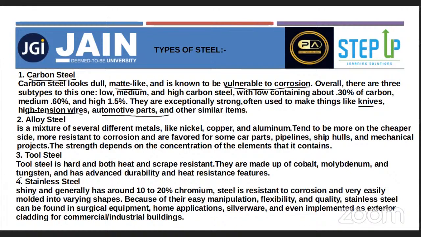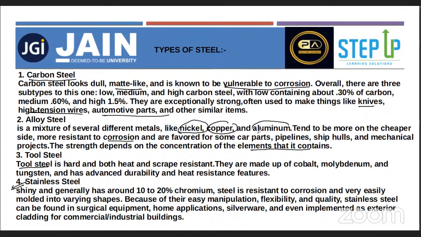Alloy steel, most notably stainless steel, and tool steel. The name tool steel only suggests that it is used as tools. Alloy is what? It's a mixture of several different metals like nickel, copper, aluminum. Alloys tend to be on the cheaper side, have more resistance to corrosion, and are favored for some car parts, pipelines, ship hulls, and mechanical processes. The strength depends on the concentration of the elements it contains. Concentration of which one? Nickel, copper, depending.